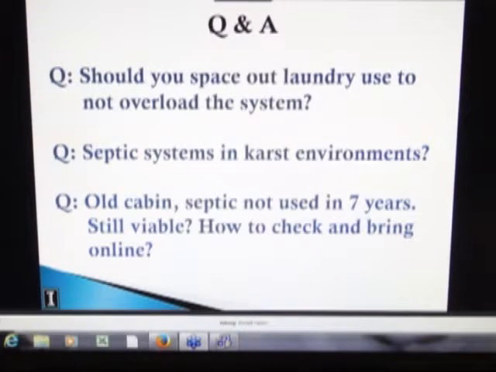And then after that, basically start using it. That's how you bring it online.